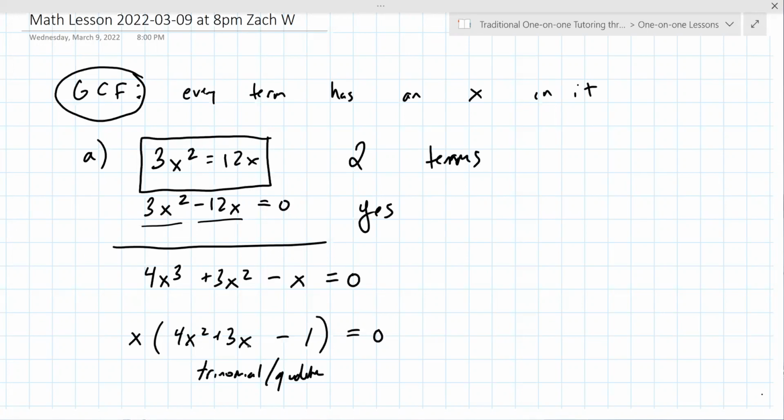One of the ways you know it's a GCF is that every term has an x in it. Every term in a GCF will have an x, because you're going to factor something out.